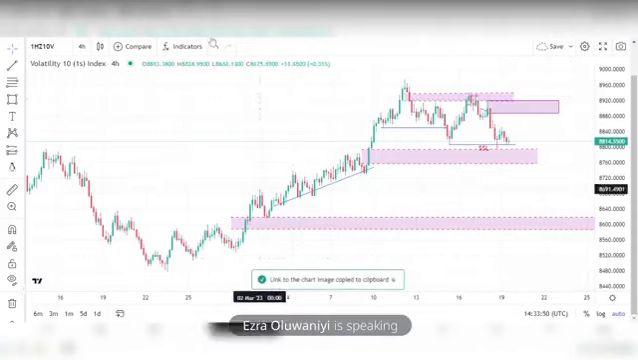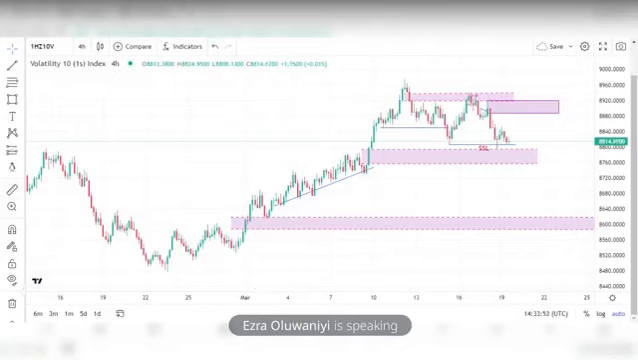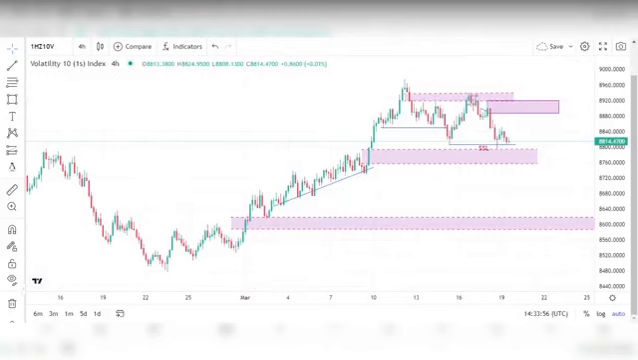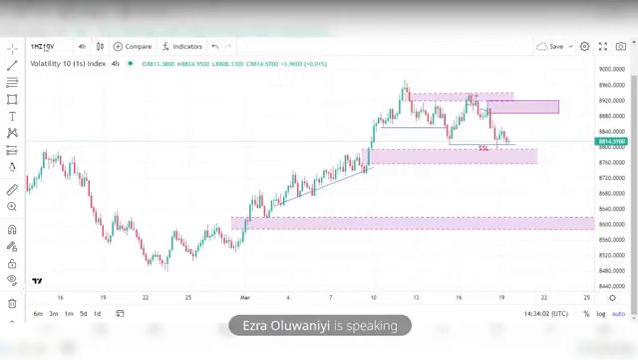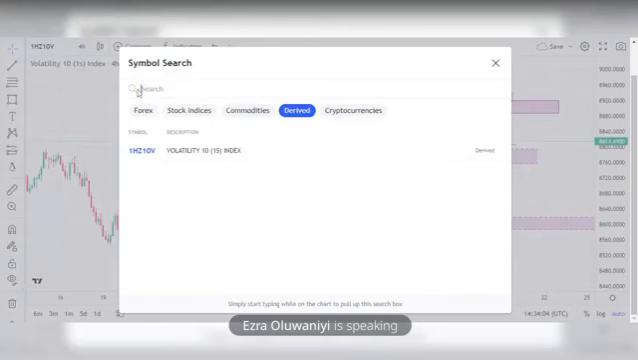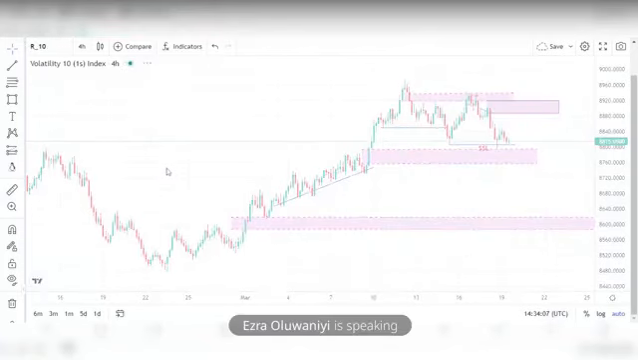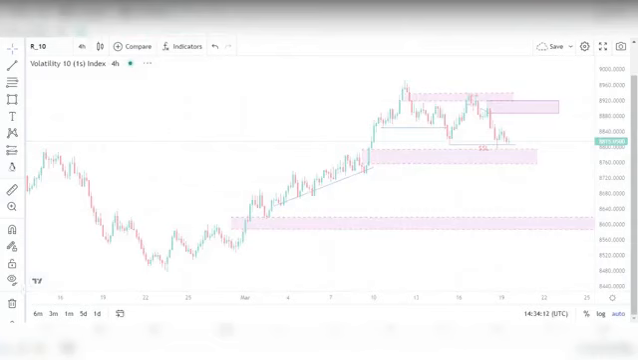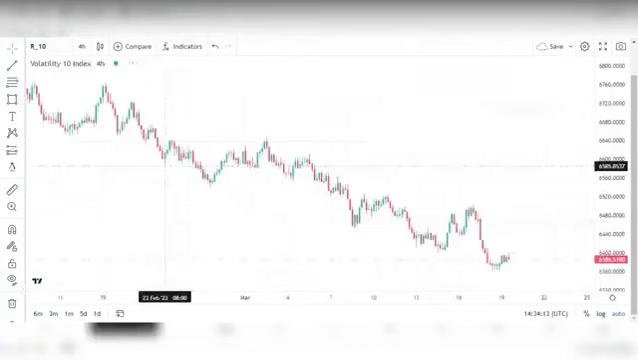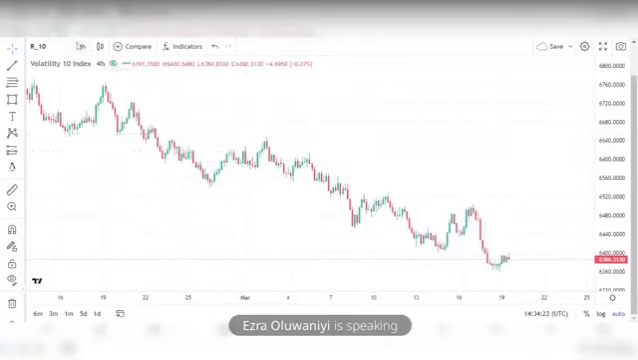All right. Okay, so let's go to another asset. Let's go to VIX 10. Let's see what is happening on VIX 10. Okay. All right, so this is VIX 10. Let me go to daily. Let's see what daily is saying.